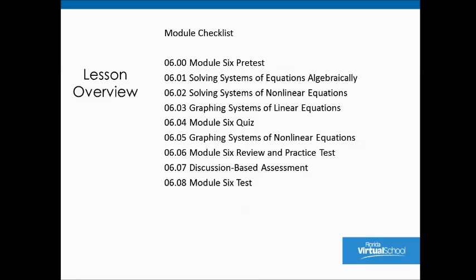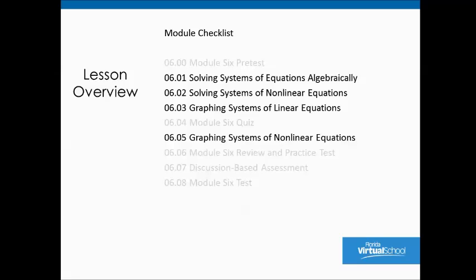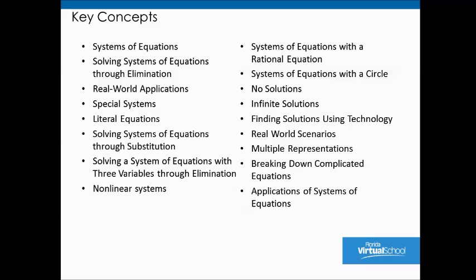The module checklist starts with 600 and goes to 608, which is the module exam. The new lessons they learn in this module are 601 through 603 and 605. The key concepts in this module are systems of equations, special systems, literal equations. We deal with no solutions, infinite solutions, breaking down complicated equations, everything dealing with systems.